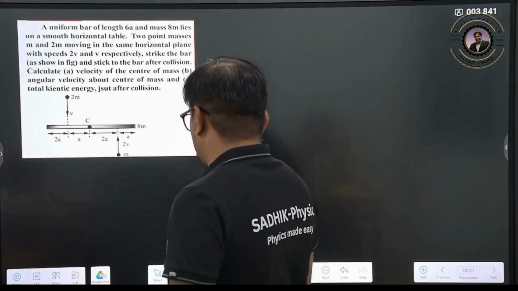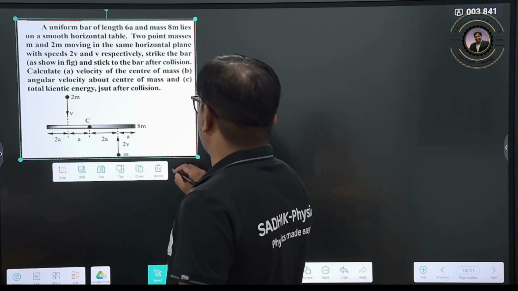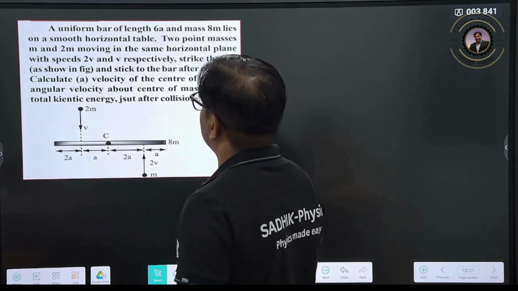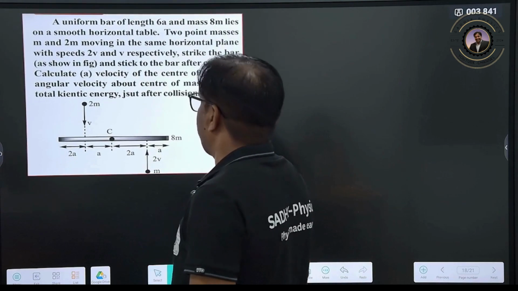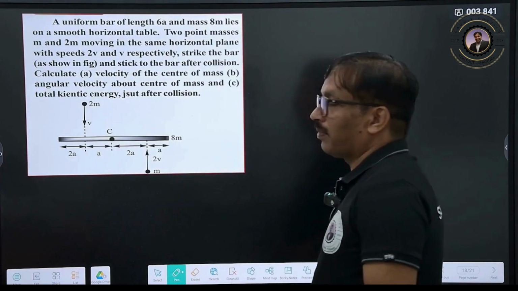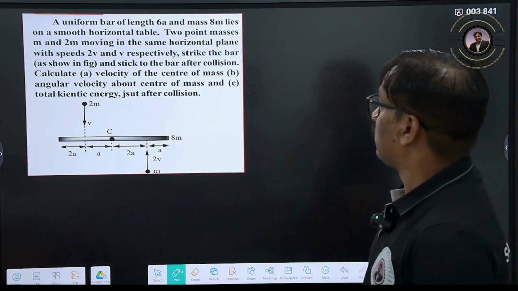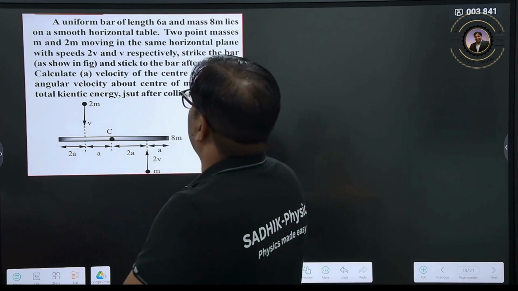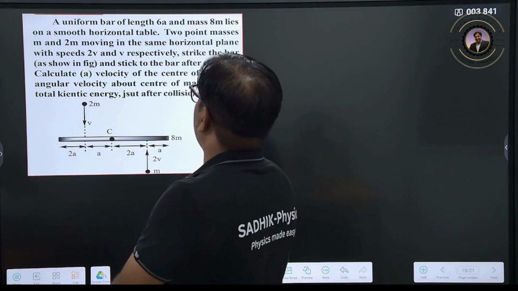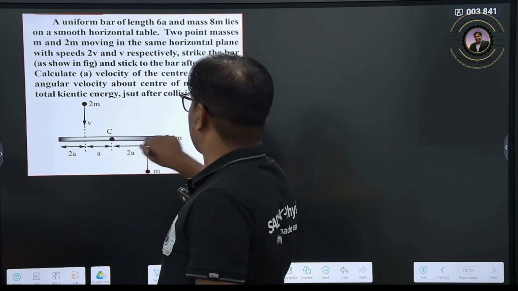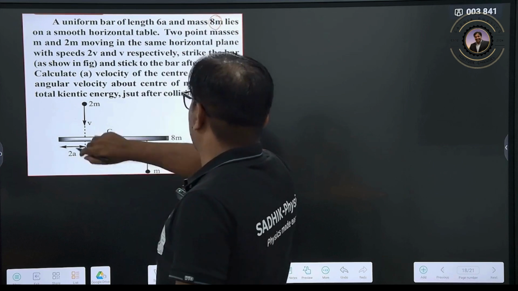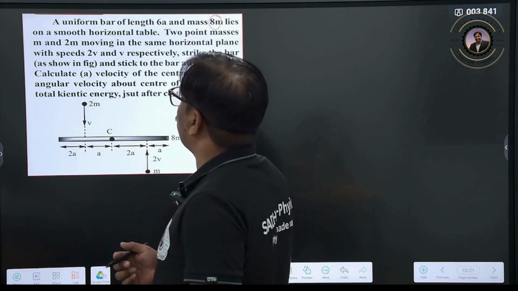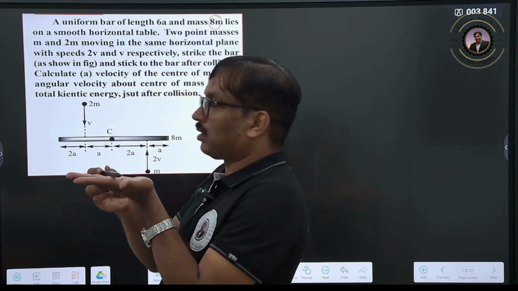So this is slightly difficult, right? If you understand the question, there is nothing difficult in it. So let us see a complicated question. A uniform bar of length 6a, therefore total length is 6a. Mass of this bar is 8m in total. It lies on a smooth floor like this.